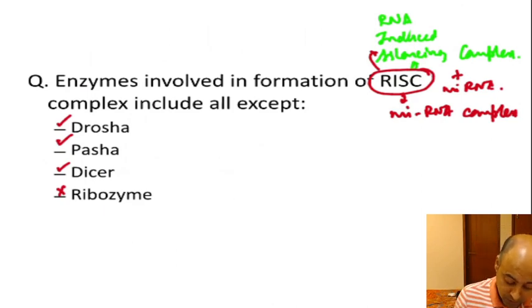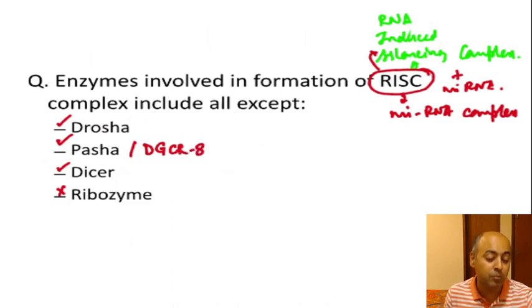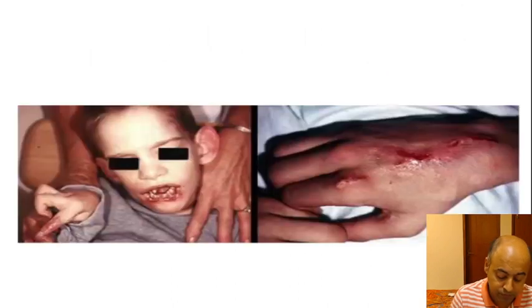Also note, Pasha is also known as DGCR8. So in the exam, in place of Pasha, the term DGCR8 may also be written. Remember, Drosha, Pasha, also known as DGCR8, and Dicer are involved in the changing or activating of the microRNA. We will not go into the details of that synthetic pathway, but just remember these points.